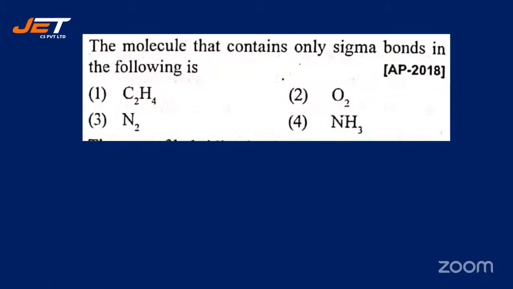The molecule that contains only one sigma bond in the following is: C2H4, oxygen, nitrogen and ammonia. Which molecule has only sigma bonds, with no pi bonds?